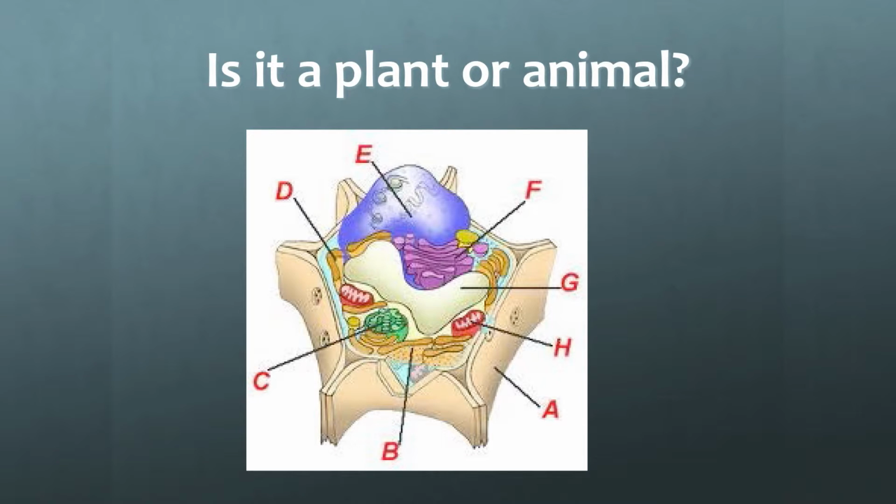Now they're not labeled, but they're numbered. I can see sharp corners. I can see something green. It looks like a green jelly bean. I can see a large sack of water. So let's label those. C is the chloroplast, E is the vacuole filled with water, and A is the cell wall. So based on that, that must be a plant cell.